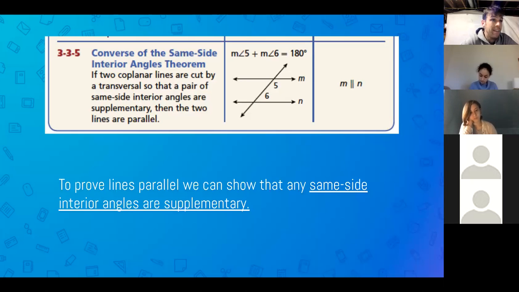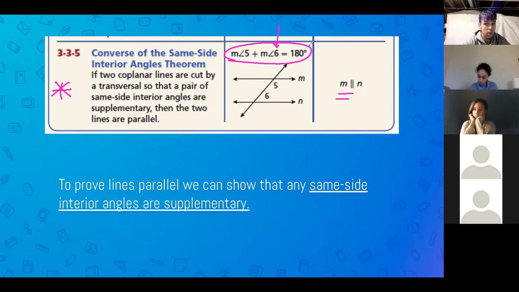Last theorem, and this one is the one that's different because same side interior angles have a bit of a different relationship, right? They are supplementary. So we can use that relationship also to prove we have parallel lines. So if we have same side interior angles that are supplementary, that also means the lines are parallel. Now, this is a little more complicated of a relationship to demonstrate. There might be more steps involved in showing this rather than congruence.